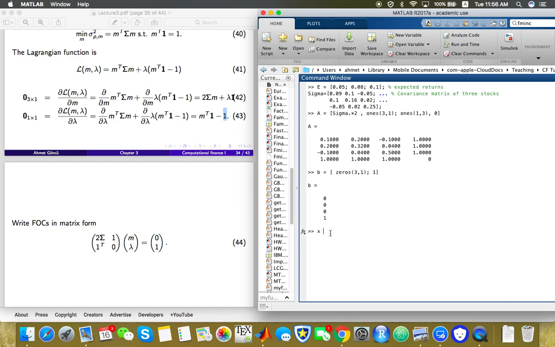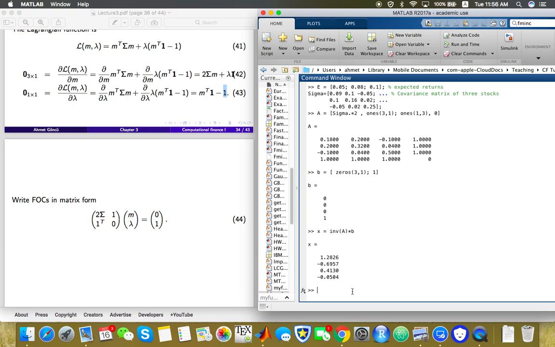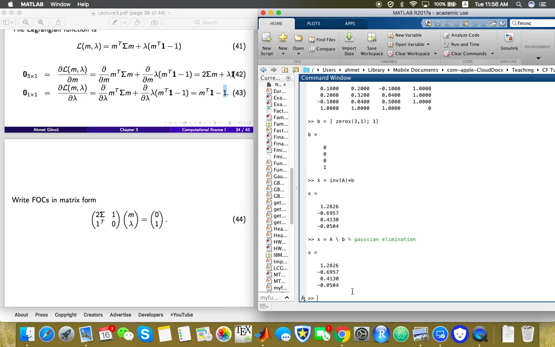So now we can easily solve this in different ways. One thing you can do if you like to do direct inversion is take the inverse of A times B. This is one way to solve the system of equations, although this is not computationally efficient as we discussed before, but it will still give us the right answer as expected. But we can compare this now with alternatives. We can use the Gaussian elimination by this backslash operator. So this is the Gaussian elimination now, and we can verify that we get the same results.